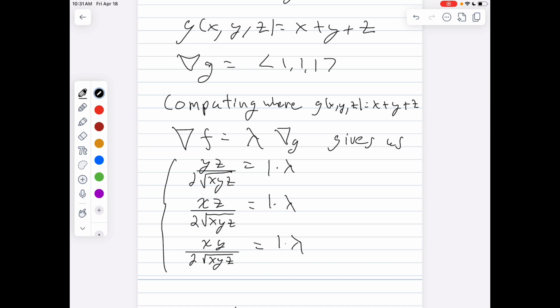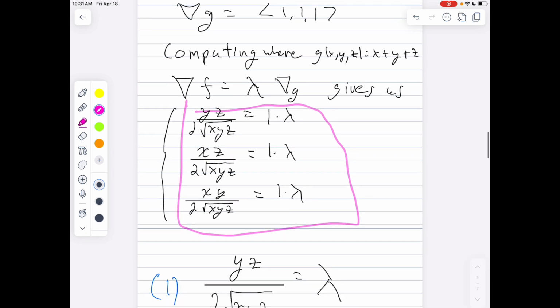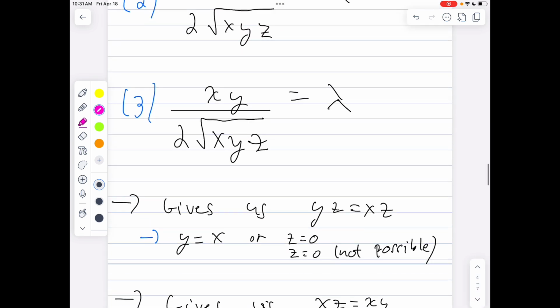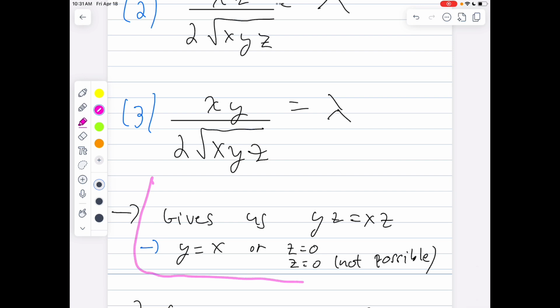And if you take the gradient of g, you get 1, 1, 1. And if you compute with what Lagrange multipliers tells us to work with, you would get what you see right here, okay? And amplifying that over here, you get such. And we start solving these equations, and one thing you could start by doing here is that if you take equations 1 and 2 and you set them equal to each other because they both equal lambda, I won't do the work, but it would give you this result right here where yz equals xz, which would imply that y equals x or z equals 0.